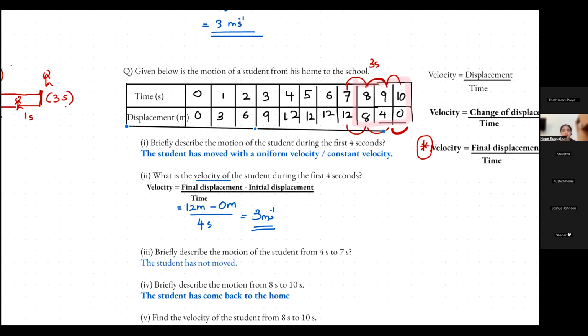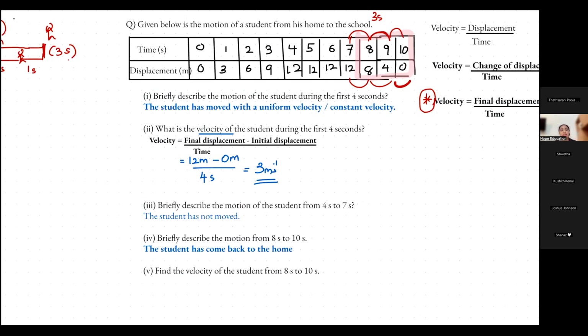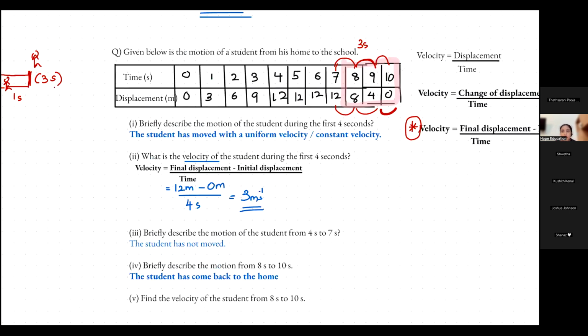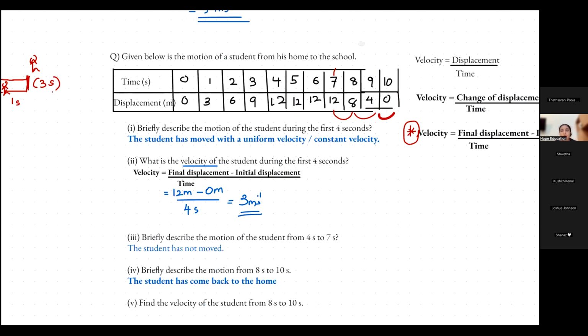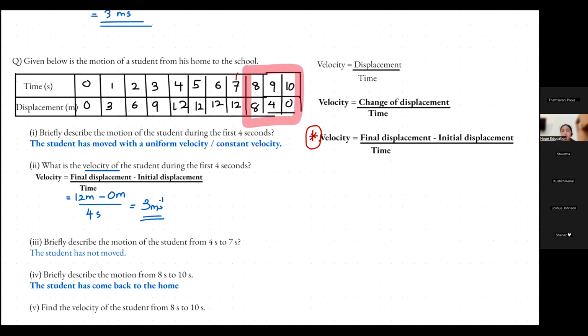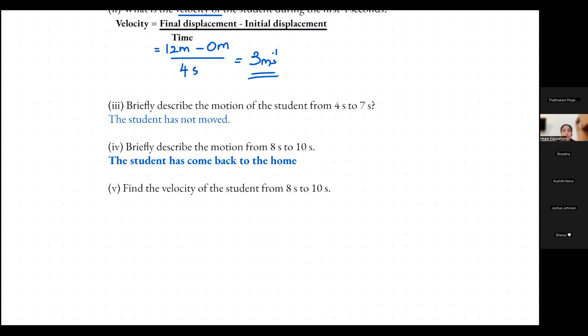Lastly, last question: find the velocity of the student from 8 seconds to 10 seconds. This is the last part, where we are asked to find the velocity. From 8 seconds to 10 seconds means this part, no? Again, the velocity equation I already told you: final displacement minus initial displacement divided by time. I will use that same equation here.